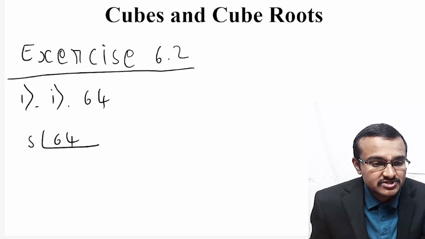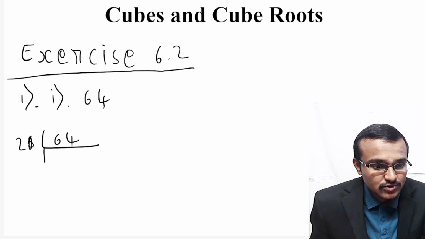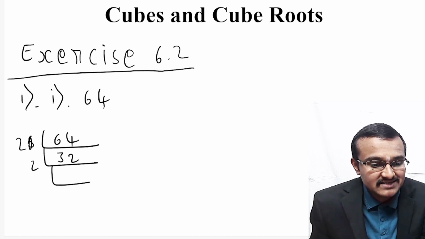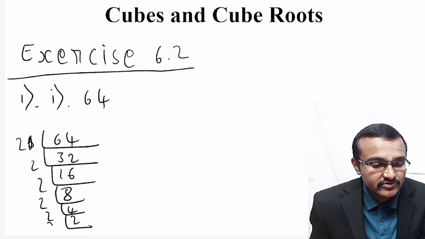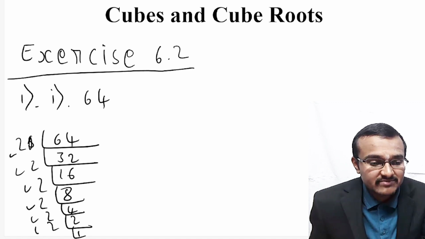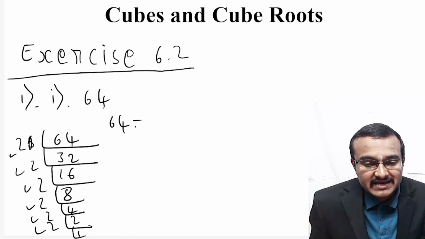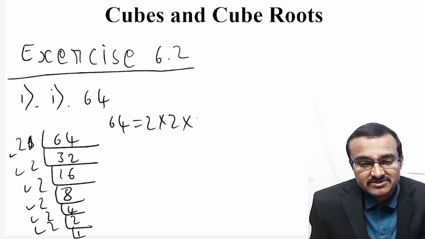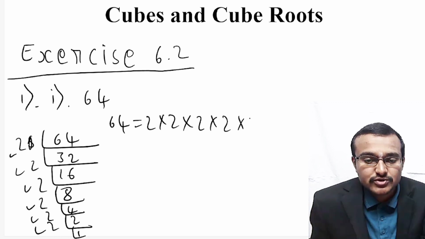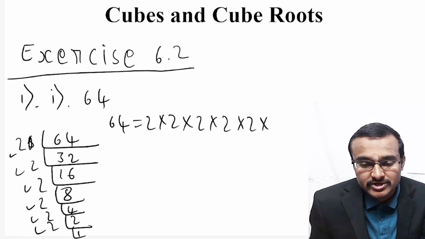So you can use 2 here. So this can go with 2. 2 3's are 6, 2 2's are 4. Again this can go with 2, you'll get 16. Again this can go with 2, you'll get 8. Again this can go with 2, you'll get 4. Again this can go with 2, 2, 1. So you got 6 times 2. That means 64 can be expressed as 6 times multiplication of 2. So 2 into 2, 2 into 2, 2 into 2.